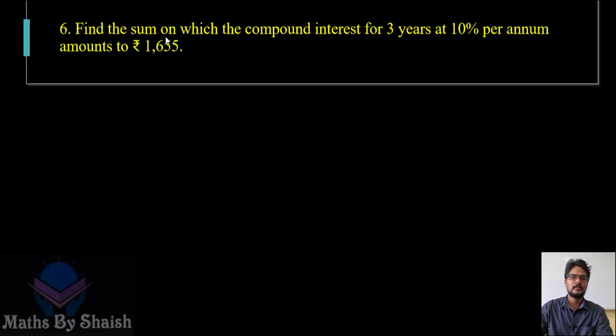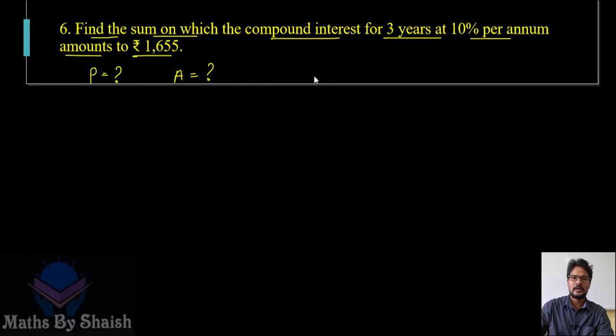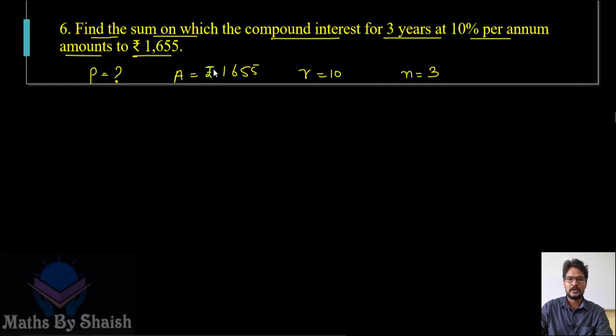Next question: find the sum on which the compound interest for 3 years at 10% per annum amounts to this. So this time we need to find the P. P is missing, and A is given, it is 1655, and R is given 10%, n is given 3. So you can try it, and if you wish you can post it in the group, and I will discuss the answer in the chat box.